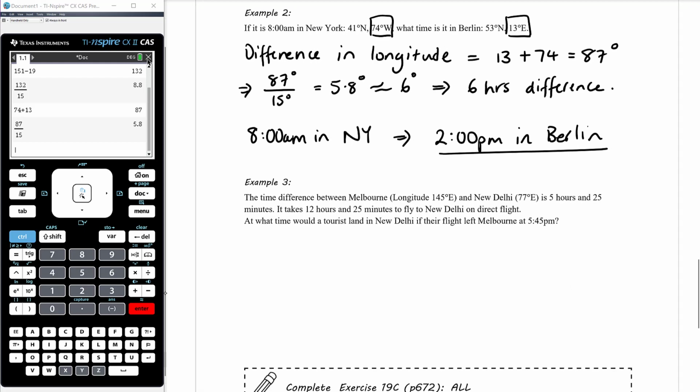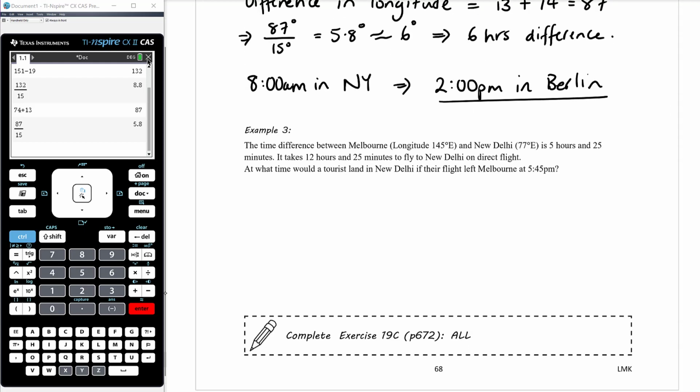Okay, final question here. The time difference between Melbourne, which has a longitude of 145 degrees east, and New Delhi, which has a longitude of 77 degrees east, the time difference is 5 hours and 25 minutes. Okay, now that's a really precise time difference, and that's based on a really accurate calculation of the angles. Technically speaking, it wouldn't actually be 5 hours and 25 minutes, because even though based on the longitude maybe that's what it should be, actually it would either be 5 or 6 depending on which time zone each of those cities are in, but we'll go with the information in this question for now. The time difference is 5 hours and 25 minutes.